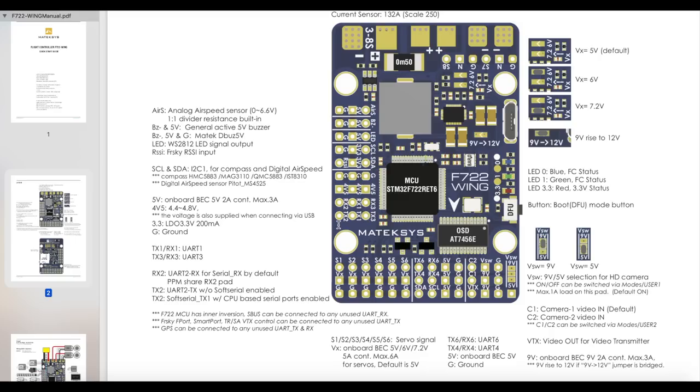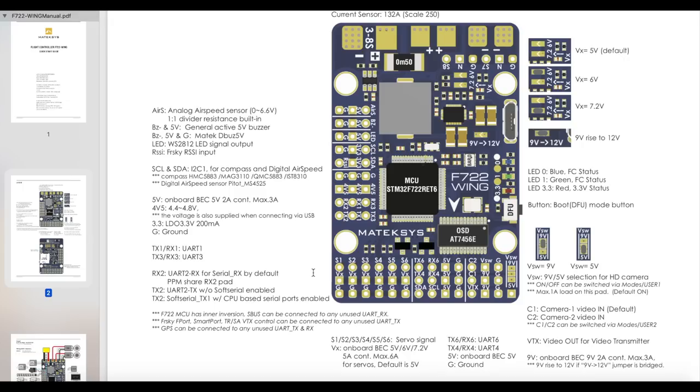So the default for UART2 is for your receiver. So I have connected my FrSky XM Plus receiver, and for that, all I've used is the ground, the 5V, and also the RX pin.